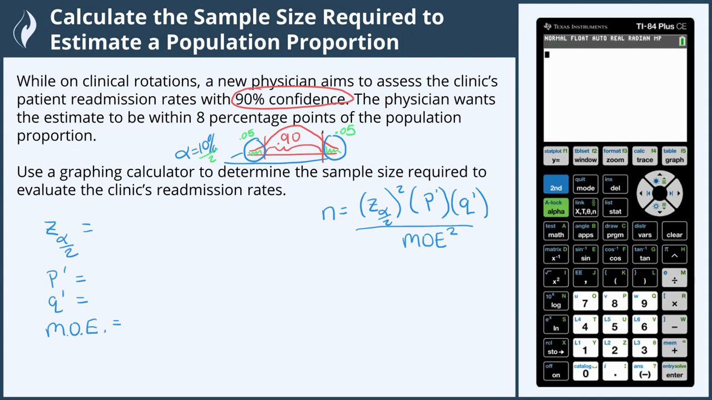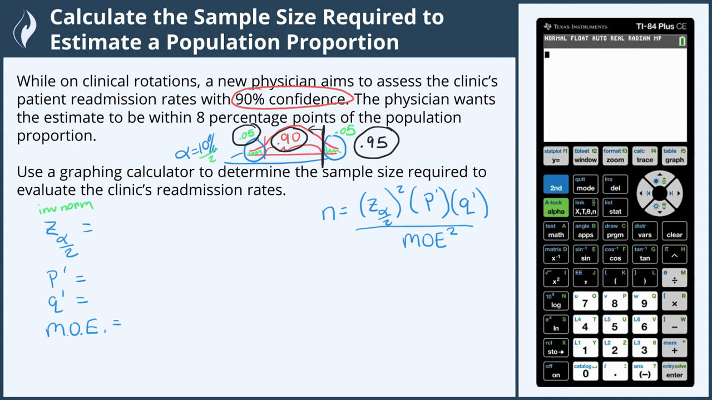So if we want the z-score for right here, for all of the area to the left, we need to add our 90, 0.90, and 0.05. So the area or the probability underneath the curve to this point is 0.95. To find that z-value, we need to use our calculator and do inverse norm. But before we do that, let's find the rest of our items first.